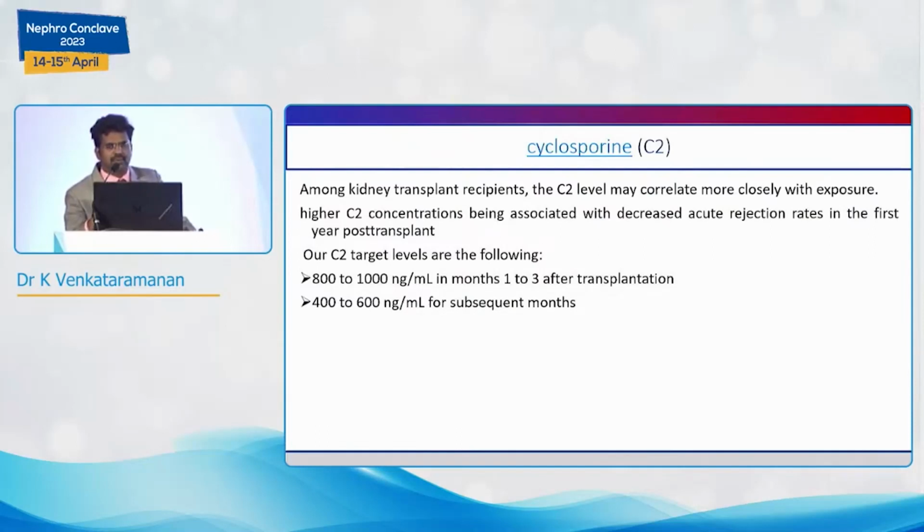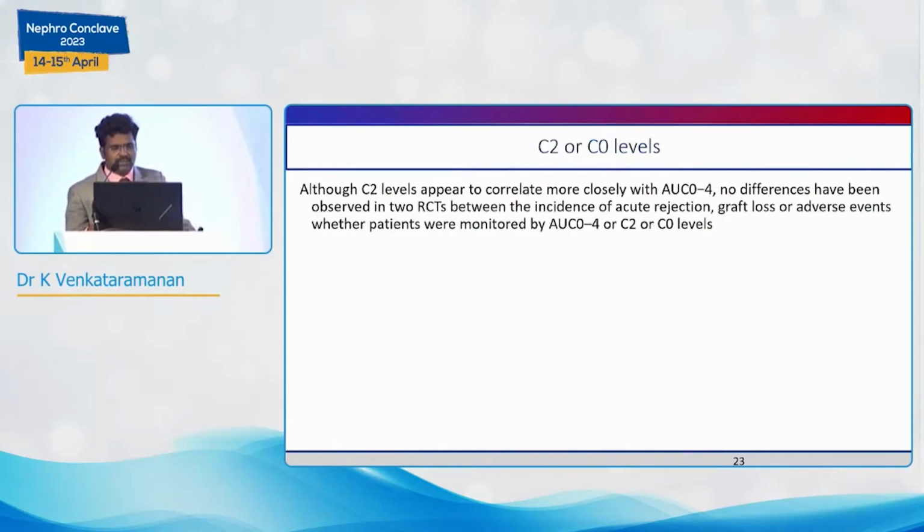The thing is, we want to take the sample exactly 2 hours after taking the cyclosporine dose. Our C2 targets vary from 800 to 1000 nanogram per ml in the first 1 to 3 months of transplantation, followed by 400 to 600 nanogram per ml for the subsequent months. So this is the thing.